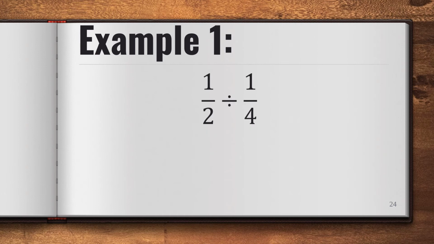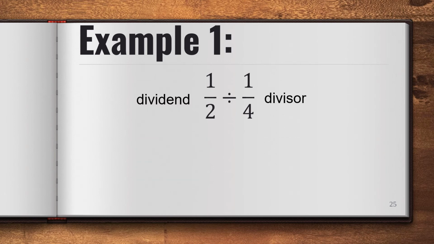Okay, let's have the first example. We have here 1/2 divided by 1/4. The first rule states that, as we see, we have proper fractions. We do not have mixed numbers, so we do not have to change anything. 1/2 is the dividend and 1/4 is the divisor. The one that we are going to get the reciprocal of is always the divisor.